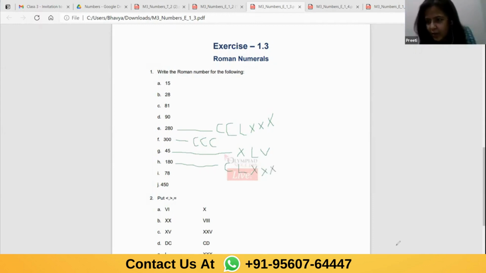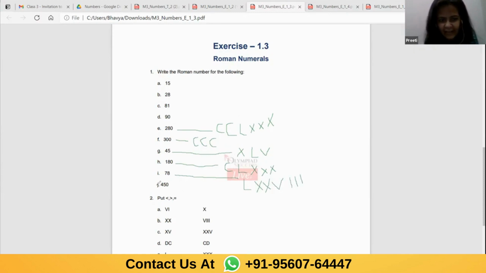Okay. Now, no, Alarika, I already gave you chances. Ma'am, Mukund didn't get a chance. Mukund, 78 then. Okay. L, X, X, V, I, I, I. Oh my God, this was the difficult one, but Mukund did it, oh, so simple. Great. Okay.